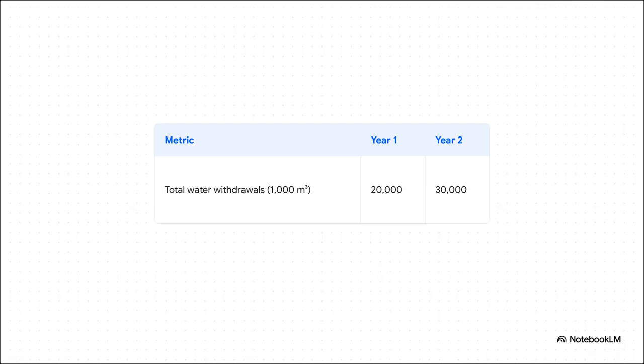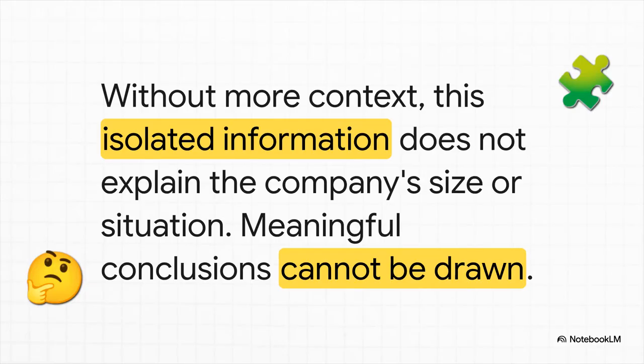I mean, look at these numbers. They're pretty stark. In year 1, the company's using 20 million cubic meters of water. The next year, it jumps to 30 million. That is a massive 10 million cubic meter increase. On paper, this just looks bad. It's exactly the kind of raw number that would set off alarm bells in an ESG model or a sustainability report. But here is the absolute key.